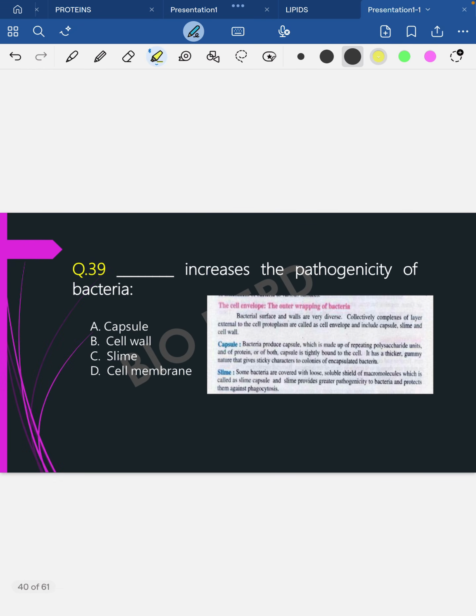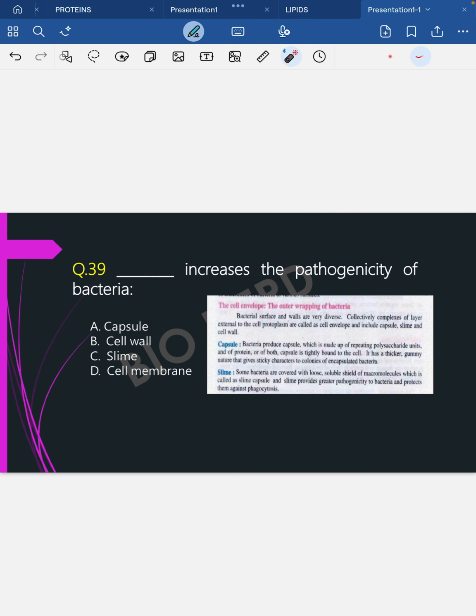Okay. 39. Dash increases the pathogenicity of bacteria. Very confusing because two options are also correct in this MCQ. Alpha option, capsule is also the right one, slime is also the right one. Capsule and slime both play a role in pathogenicity.